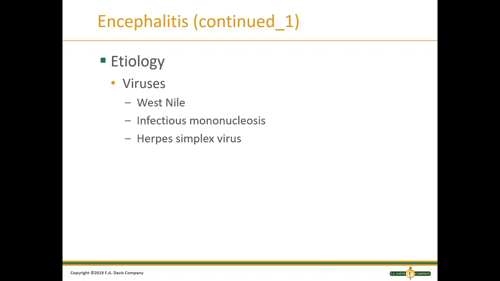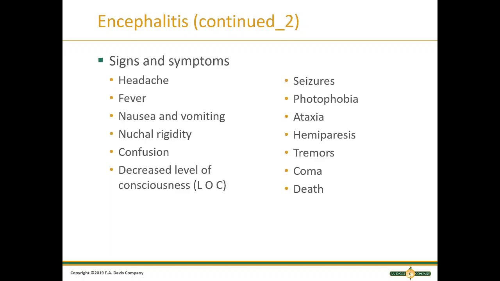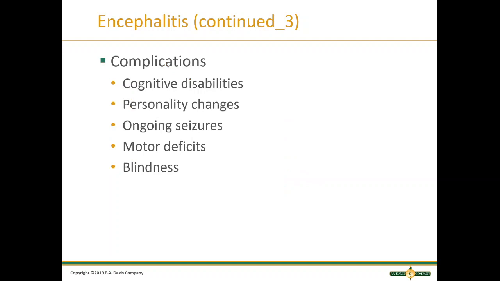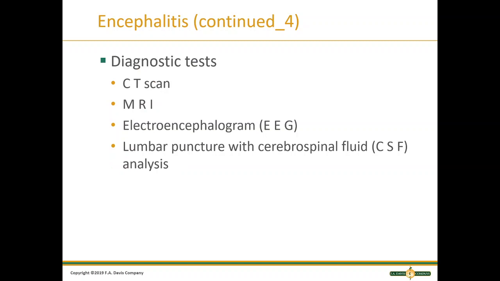The West Nile virus, mono or herpes virus can be a cause of encephalitis. Signs and symptoms: we see headache, fever, nausea and vomiting, nuchal rigidity, confusion, decreased level of consciousness, all of these things here, okay? Complications, you see here, obviously it's neuro, so it's going to affect their eyesight and their motor function. Seizures are a big side effect that we see.